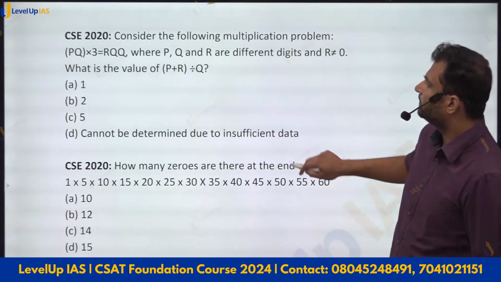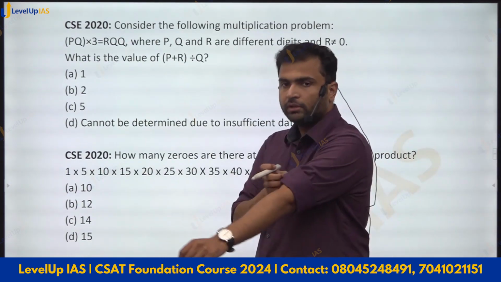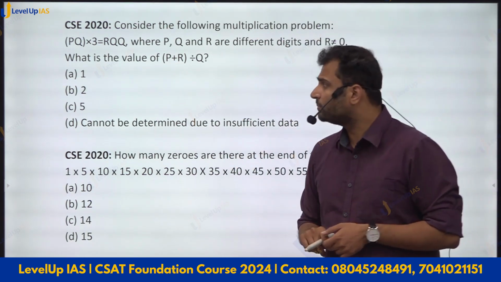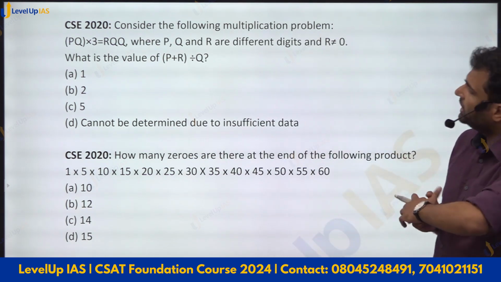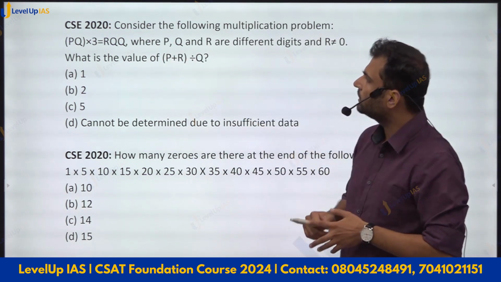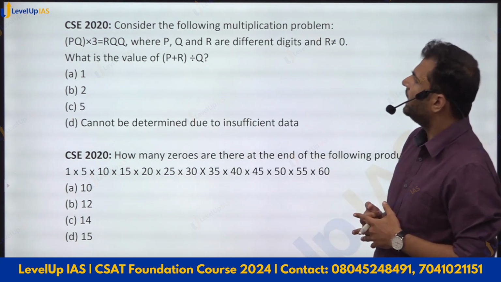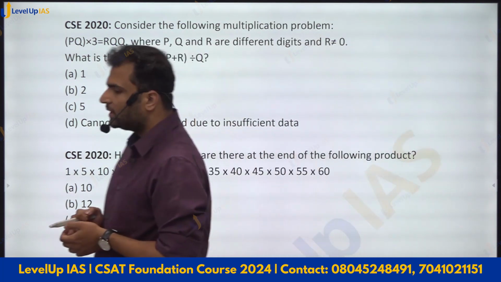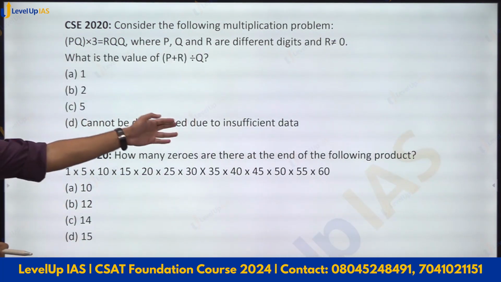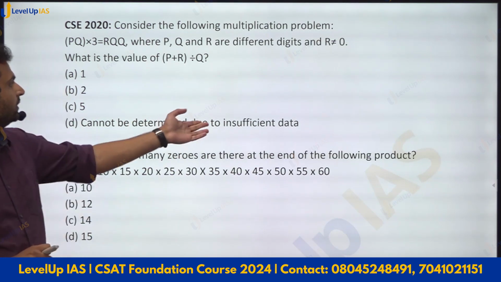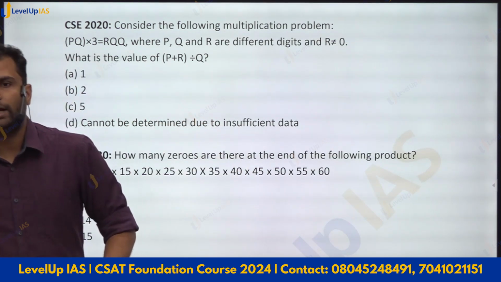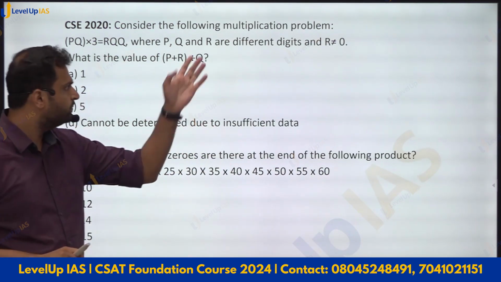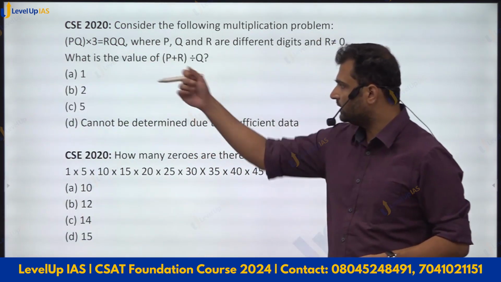Next question. Now there was a question on addition. Now this is a question of multiplication and division. Let us see. Consider the following multiplication problem. PQ into 3 is RQQ, where P, Q, R are different digits and R is not 0, that is given. The question is, what is the value of P plus R divided by Q? And there is one more option that it cannot be determined due to insufficient data. Don't be fooled and just mark it and go ahead. Try to solve it, because very often it turns out that this is not the answer, there is an answer for the question.